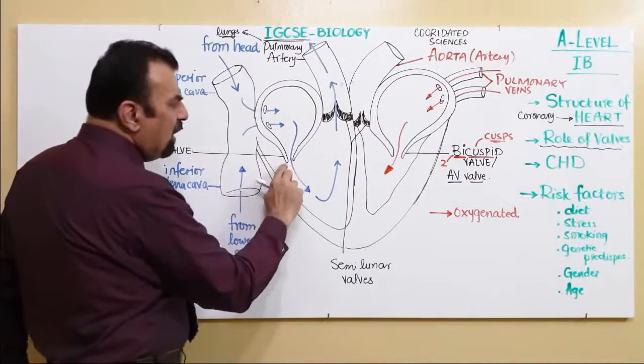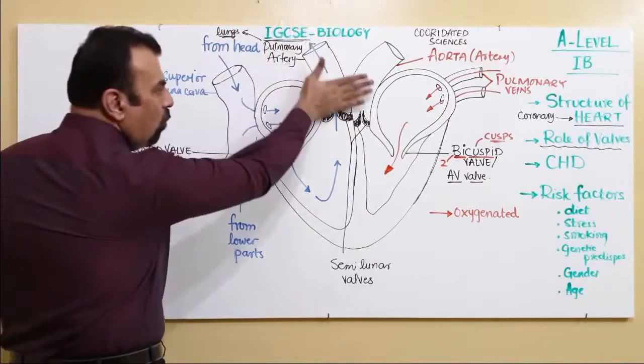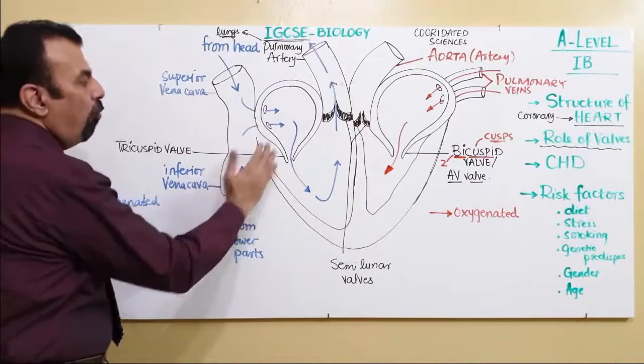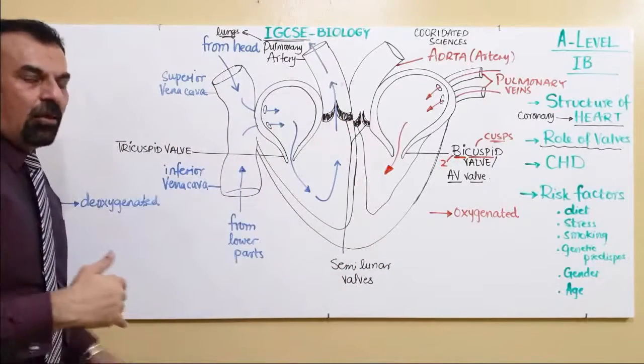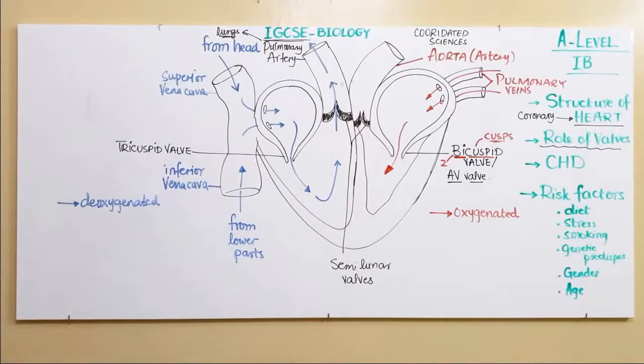But are not only 2 flaps seen in this diagram? Yes, because we have cut the whole heart longitudinally. So one of the flaps is gone with the other half of the heart which we have cut.